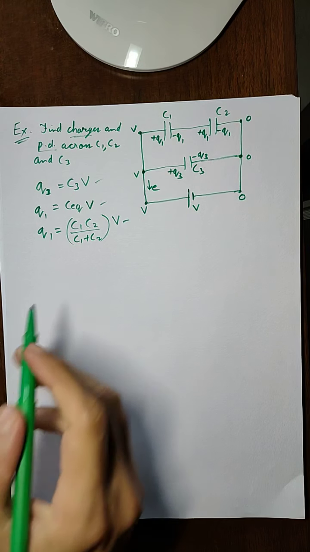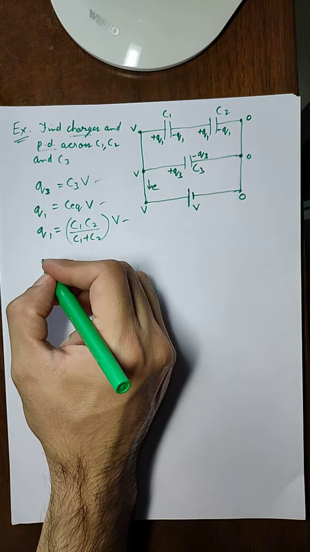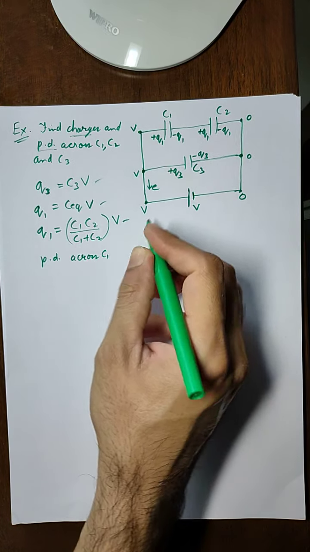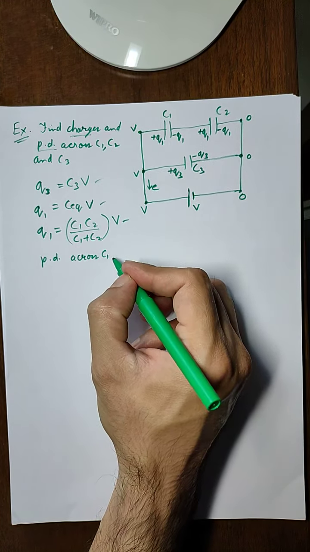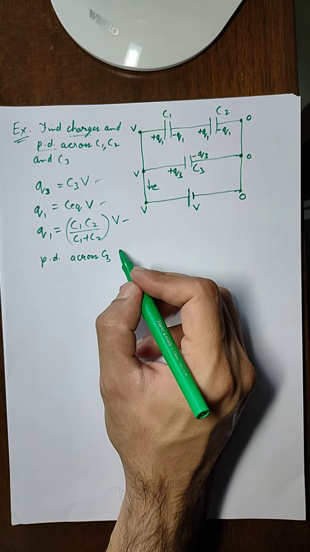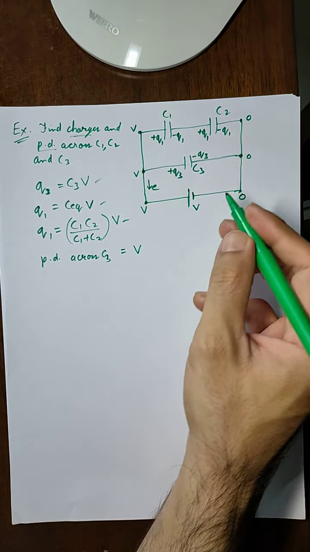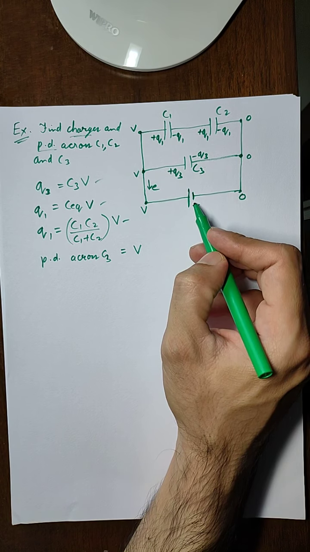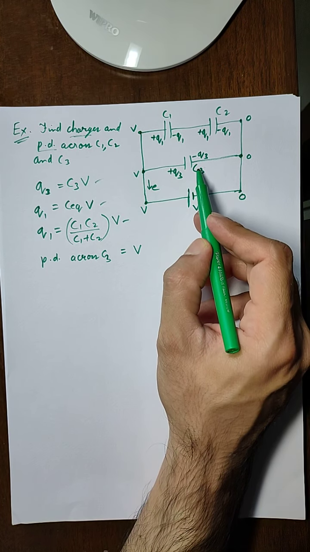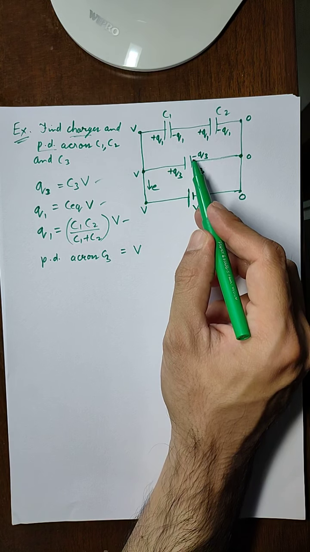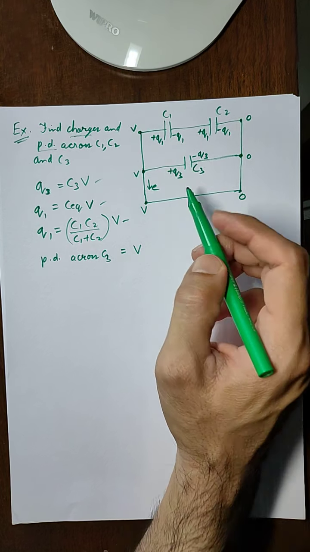Now if we wish to find the potential difference across each of the capacitors, first let us find it for C3. The potential difference across C3 will be equal to V. We have already studied this. This potential will be the same at each branch. In this branch there is only one capacitor, so the entire potential difference will be applied across this capacitor. So the potential difference across C3 will be equal to V.